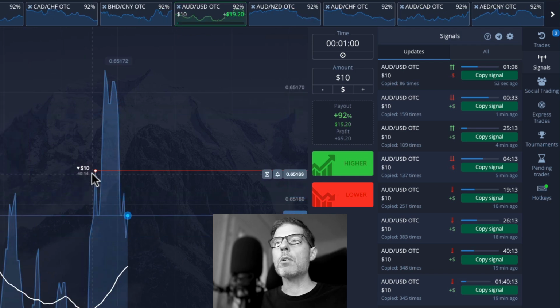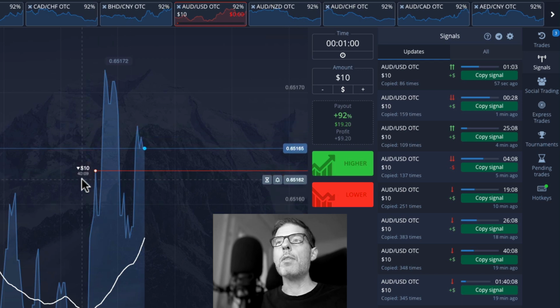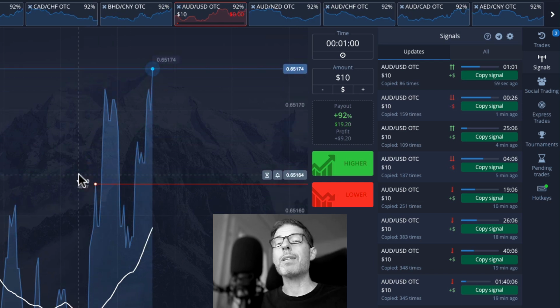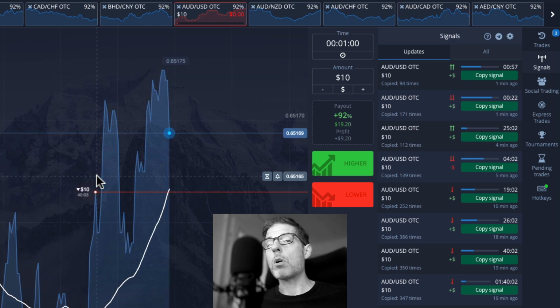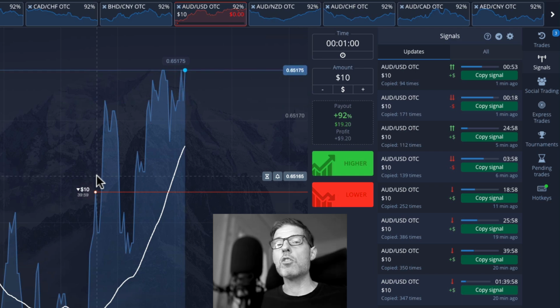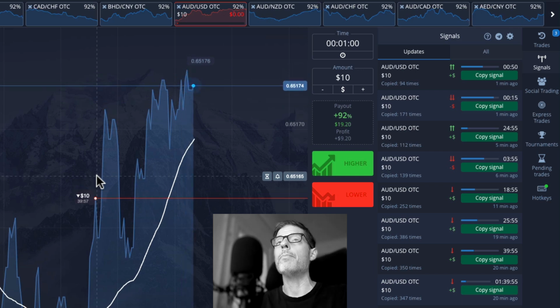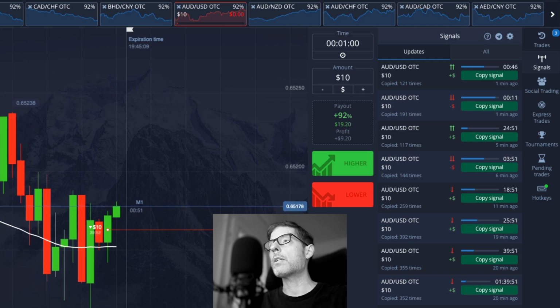So for $10, I placed a put into the market, and this trade will be open for the next 40 minutes. I won't have any idea if it's going to be a profit or a loss until after 40 minutes. So this will be the longest trade I've ever done inside Pocket Option. But that's what those timers mean that are next to those buttons.